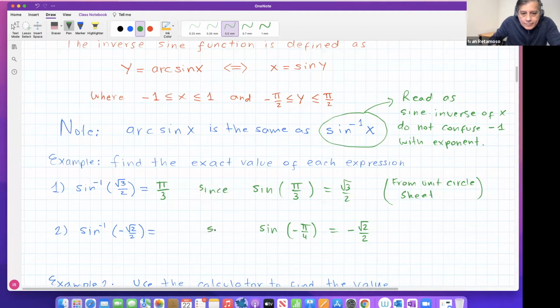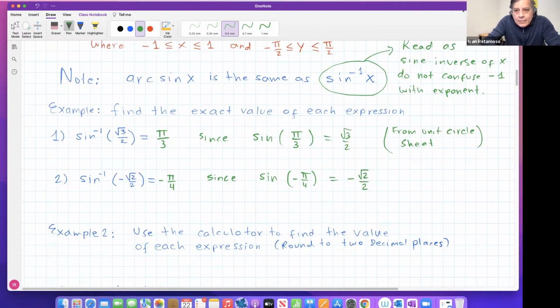Since sine of minus pi over 4 is negative square root of 2 over 2, then sine inverse of negative square root of 2 over 2 is minus pi over 4. Very good, excellent. All right, moving on. Let's see more examples.